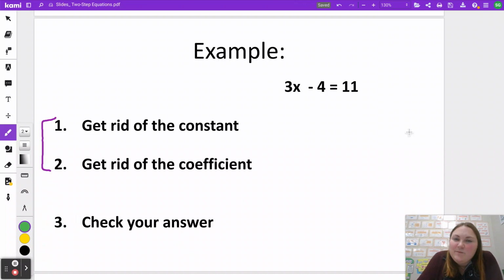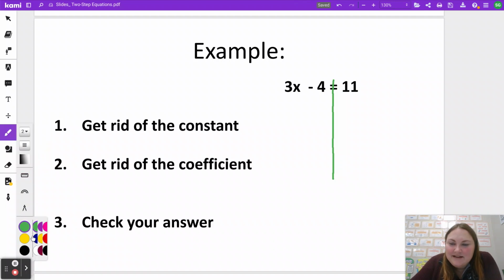I'm going to start the same way we did yesterday. I'm going to draw my line at my equal sign. And we said we are going to start by getting rid of the constant. I'm going to start by canceling my constant. We said earlier the constant is that -4. And yesterday you learned how to do this. If you want to get rid of that -4, what are we going to have to do? The opposite.